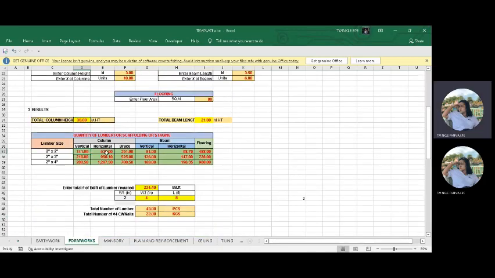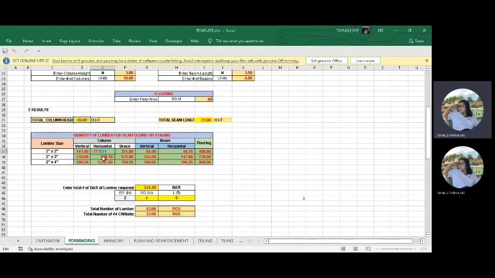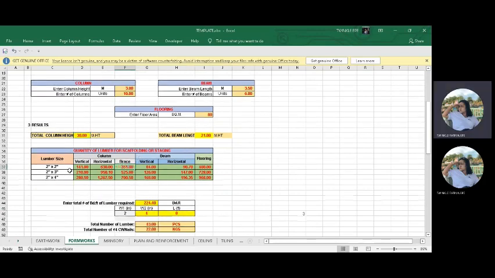scaffolding. For horizontal, we have 30 for our column only, so we multiply the 30 for our column only. 30 times 21.00 for our column for our horizontal. For our brace, we multiply the 30 by the minimum size of lumber, which is 11.70, in 2 inches by 2 inches lumber size.